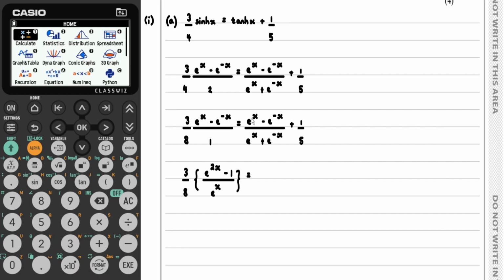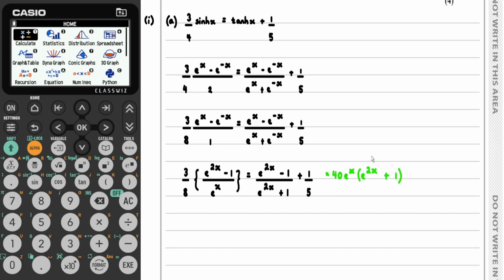On the right hand side we've got e to the x times e to the x, which is e to the 2x. Then we've got negative e to the negative x times e to the x, which is negative 1. Then we've got e to the x times e to the x, that's e to the 2x. And then we've got e to the negative x times e to the x, which is 1. And then we add on 1/5.